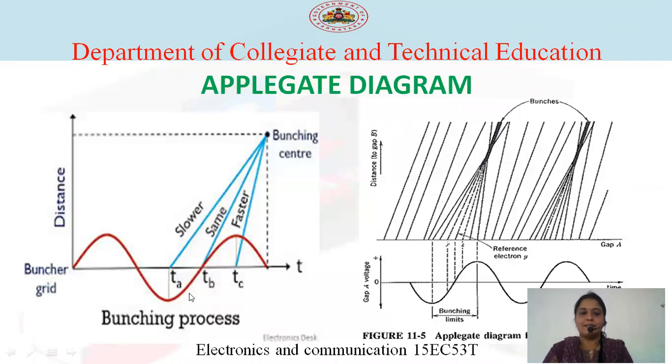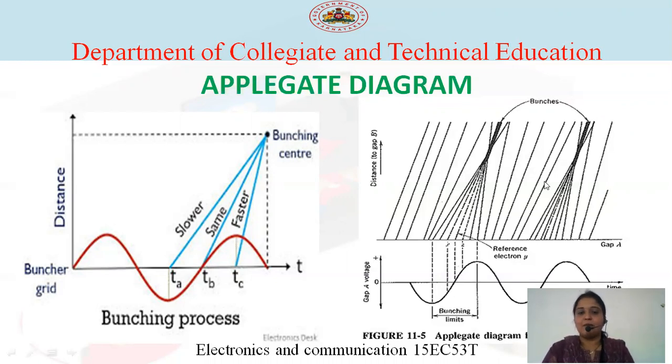Now again here, this is the reference electron TB, which is moving with the same speed. But the one which is coming earlier, TA, is moving slowly. Why? Because it is having the retardation. Similarly, the one which is coming after the B electron moves very fast. Why? Because it is having the acceleration. High positive energy will be there at the input.